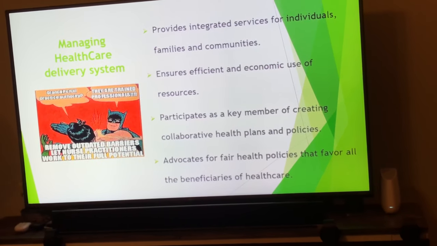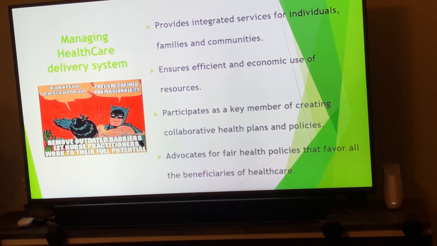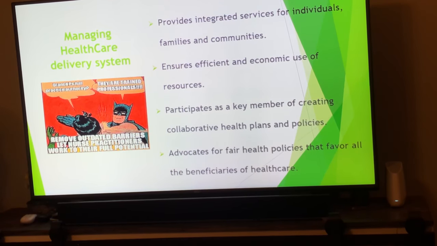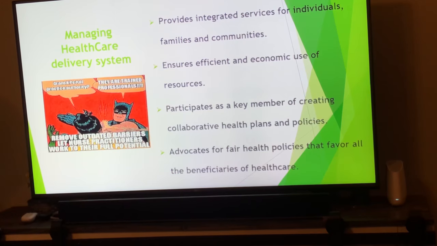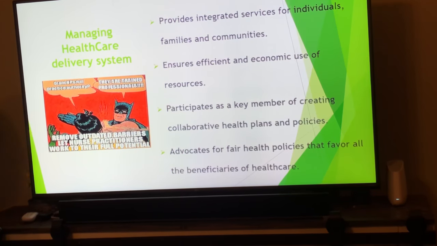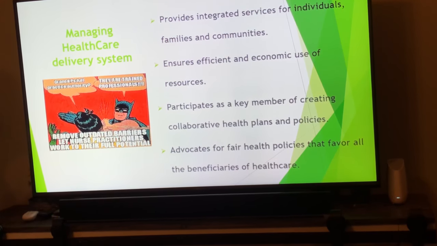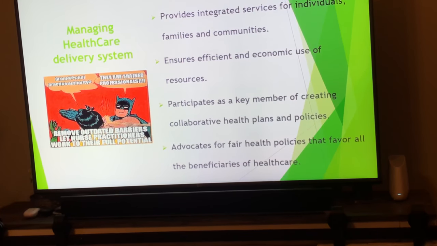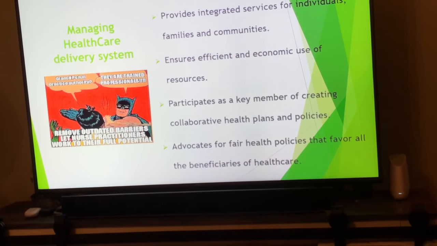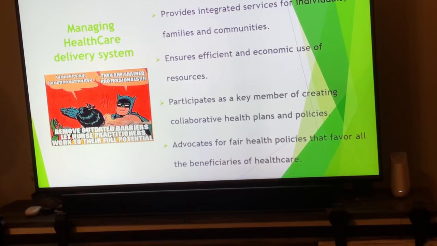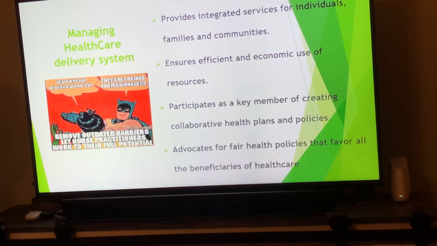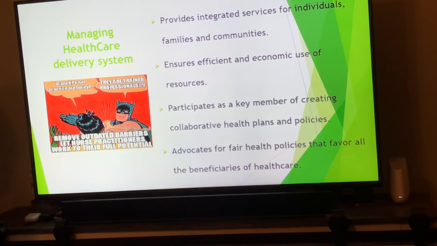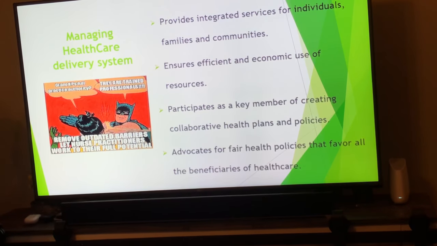All right, so also nurse practitioners, we manage healthcare delivery system. Provide integrated services for individual families and communities. We also ensure efficient and economic use of resources. We participate as a key member of creating collaborative health plans and policies, and we advocate for fair health policies that favor all the beneficiaries of healthcare.